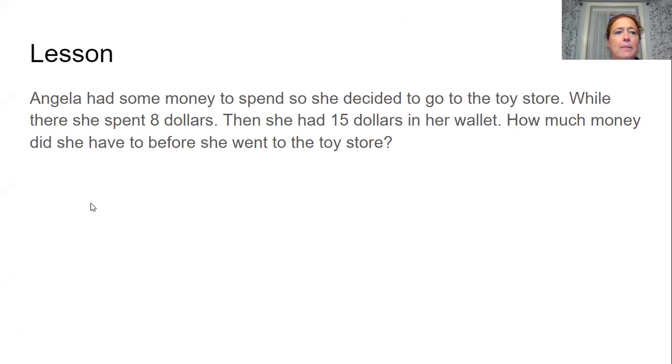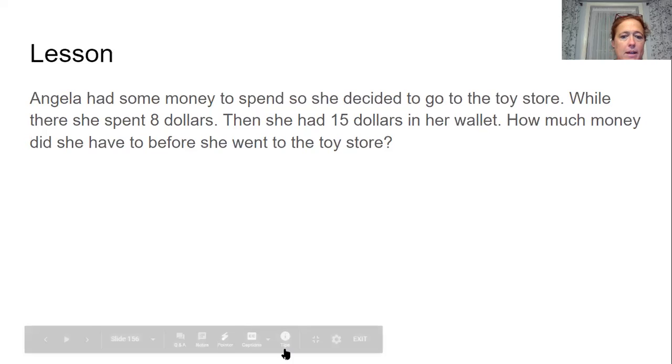Our question says, Angela had some money to spend, so she decided to go to the toy store. While there, she spent $8. Then she had $15 in her wallet. How much money did she have before she went to the toy store? So let me grab my pen.